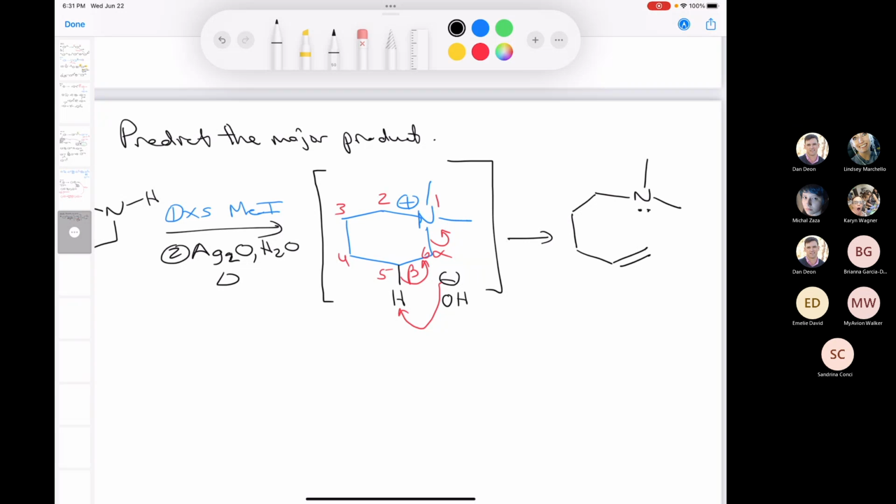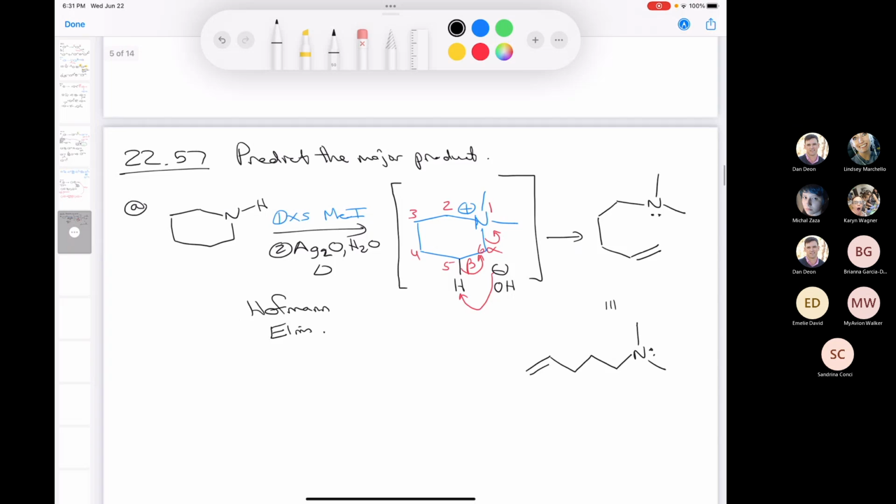Now, it's written in kind of a strange way, but the product would be this one, 2, 3. This is the final product. So this is a way to open up that ring via a Hofmann elimination, and you end up opening a ring at the same time. So pretty cool reaction.